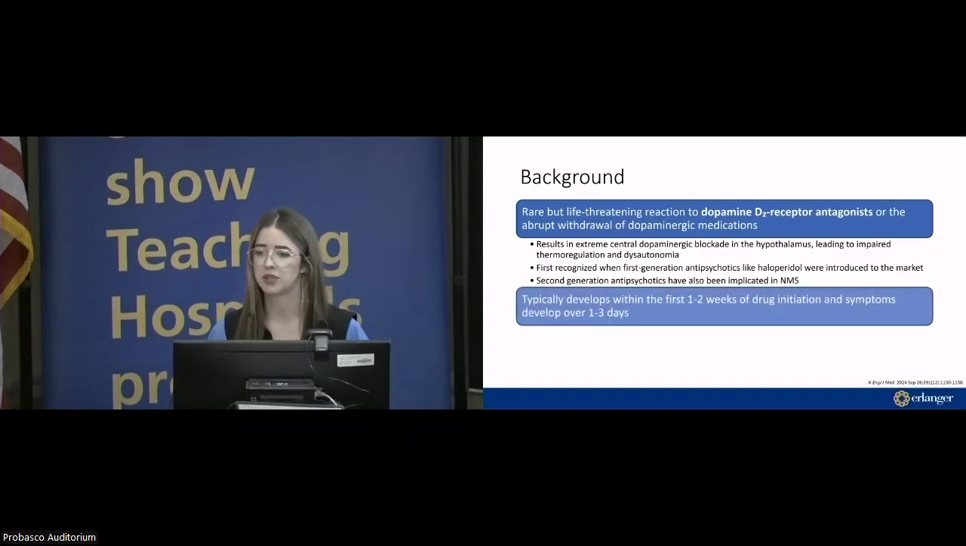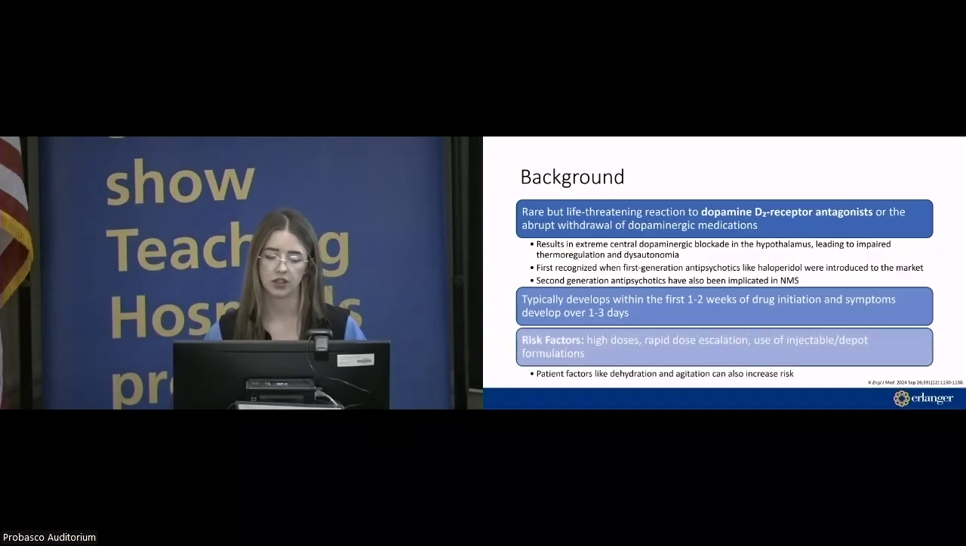NMS typically develops within the first 1 to 2 weeks of starting or significantly increasing a dopamine blocking drug, and symptoms evolve over 1 to 3 days rather than minutes. Risk factors include high doses, rapid dose escalation, and the use of depot or injectable formulations, with dehydration and agitation further increasing your risk.